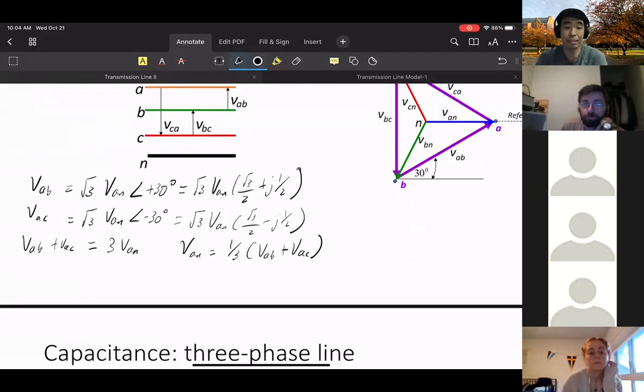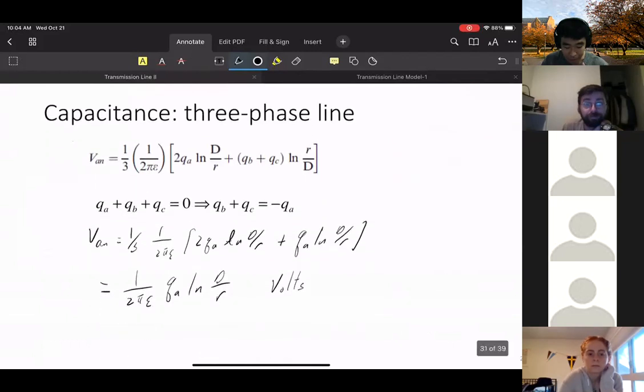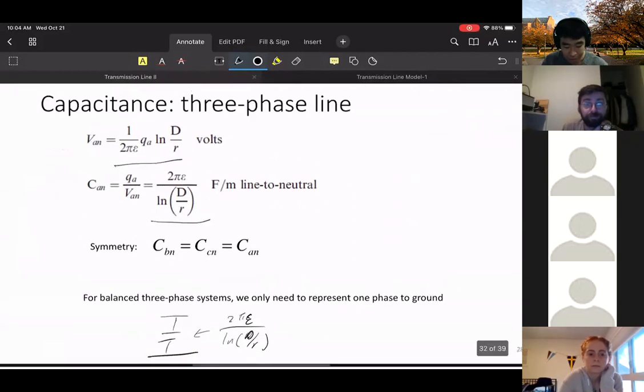Balanced three phase turns out to be really important. If you took 351, you might think, why do we always make a balanced three phase? This is the reason. Try doing this calculation when it's not balanced. You will get a 9 by 9 matrix you have to deal with. In a distribution system, the capacitance is no longer one number. With balanced three phase, the capacitance is a single number: 2 pi epsilon over log D over R.